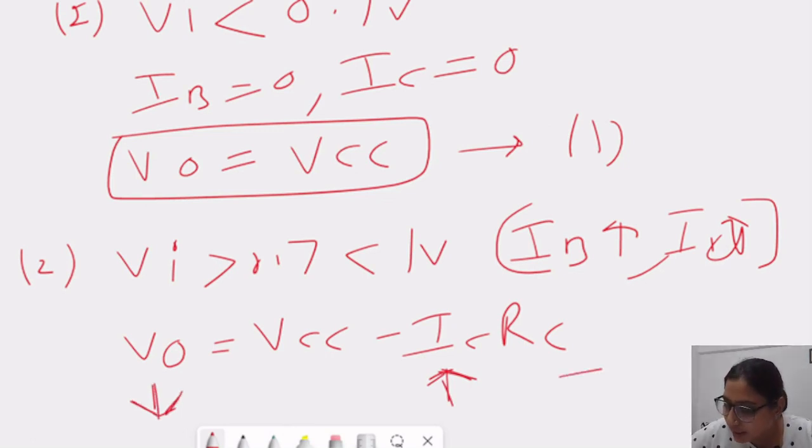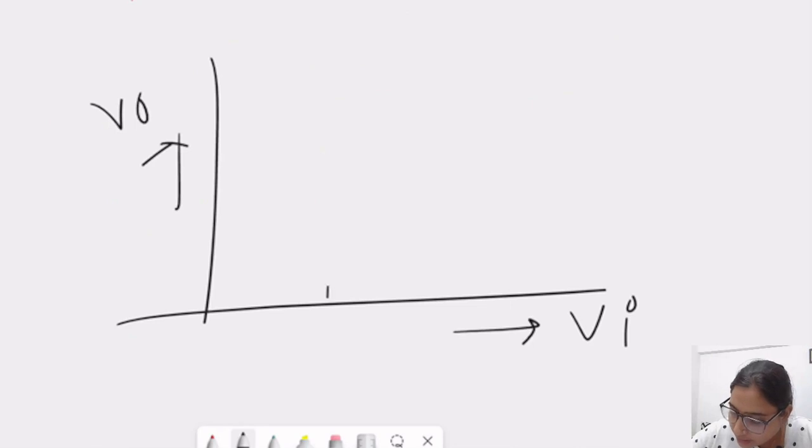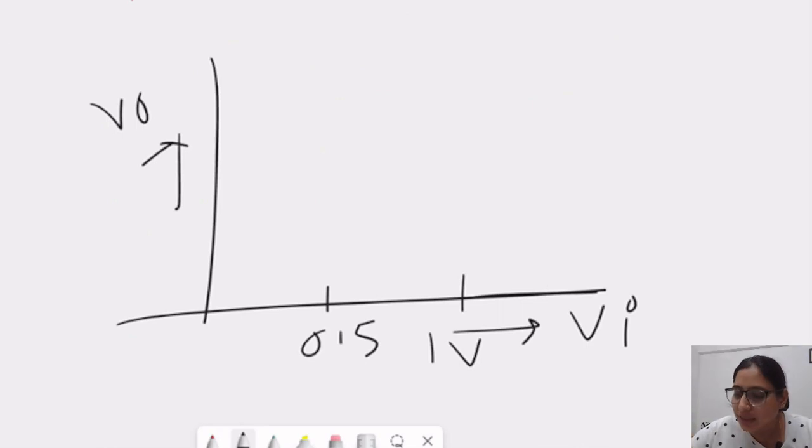So this is our second observation: if Vi is between 0.7 and 1 volt, the transistor attains its cut-in and starts working, within a window of 0.7 to 1 volt. In this case IC is increasing and V out is decreasing. So we will plot these two in our graph. This is our graph. This is Vi and this is V out. This is, let's say, 0.7 volt and this is our 1 volt, and then it goes beyond 1 volt.